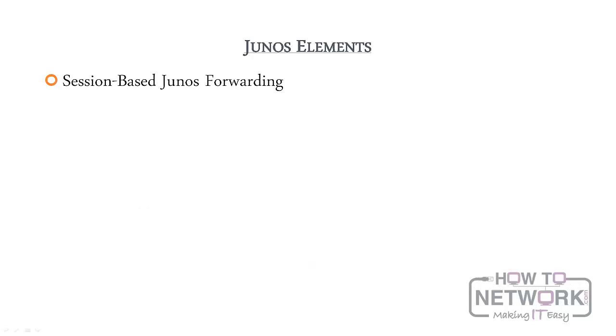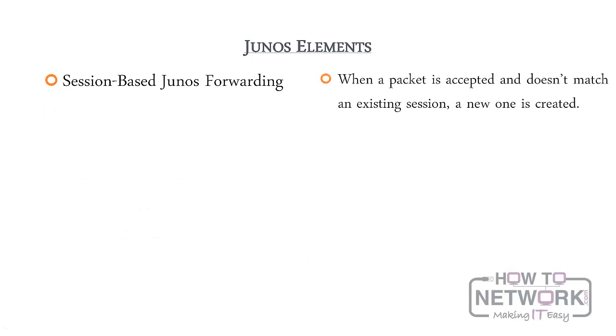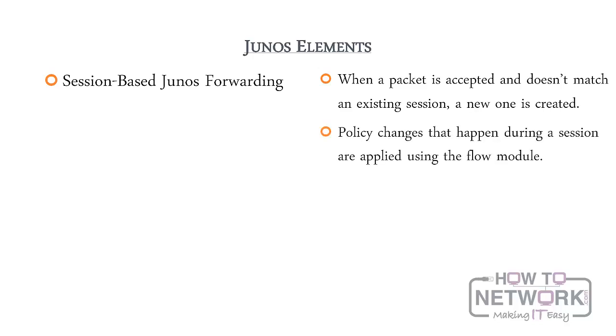When a packet is accepted and does not match any existing sessions, a new one is created. Default timeout is added, and the information is stuffed into a session table. If no traffic is recorded for the length of the timeout, the connection is aged out of the table. Policy changes that happen during a session are applied using the flow module. New packets that are a part of the session are forwarded using the new information. Routing changes are always applied, but security changes might not be applied.